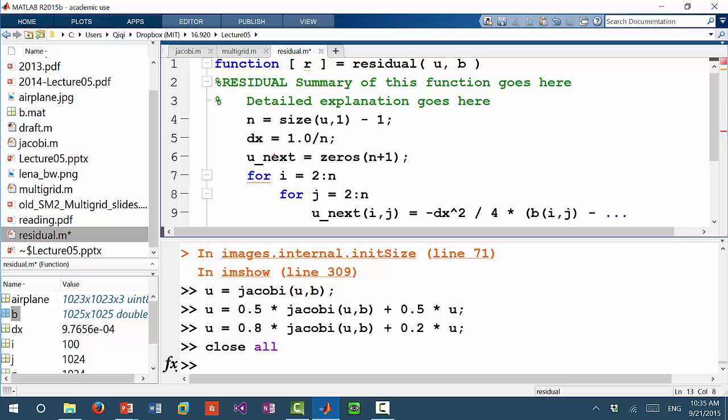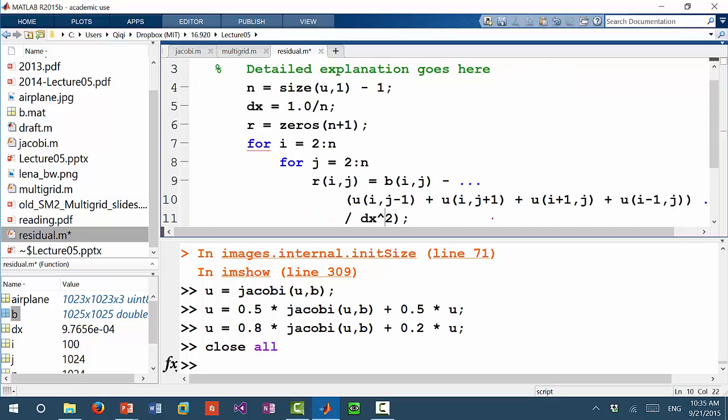So I also compute n and dx. Instead of u next, I compute the r. And the r of ij is equal to bij minus the summation of the neighbors minus 4 times uij divided by delta x squared.